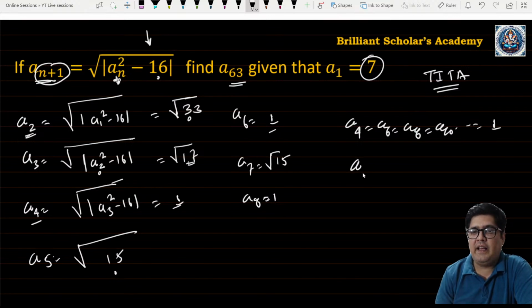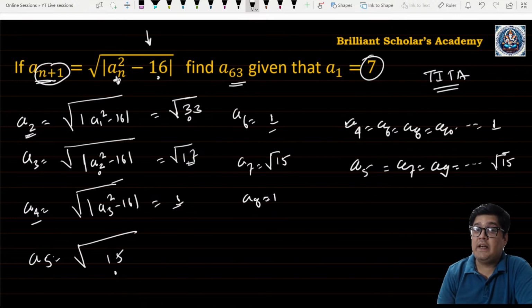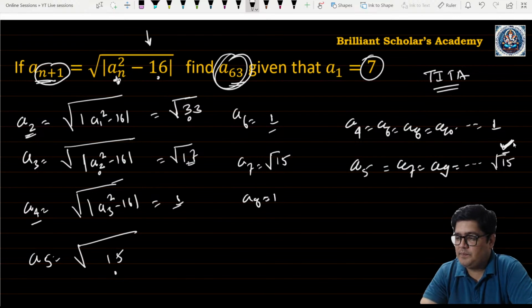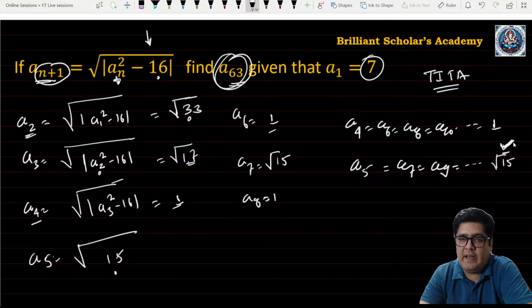And A5, A7, A9, they are all going to be root over 15. So here I want A63. A63 will be equal to root over 15. It's an odd position. 63 is an odd position. And every odd position now toggles with root 15. Even position toggles with 1.